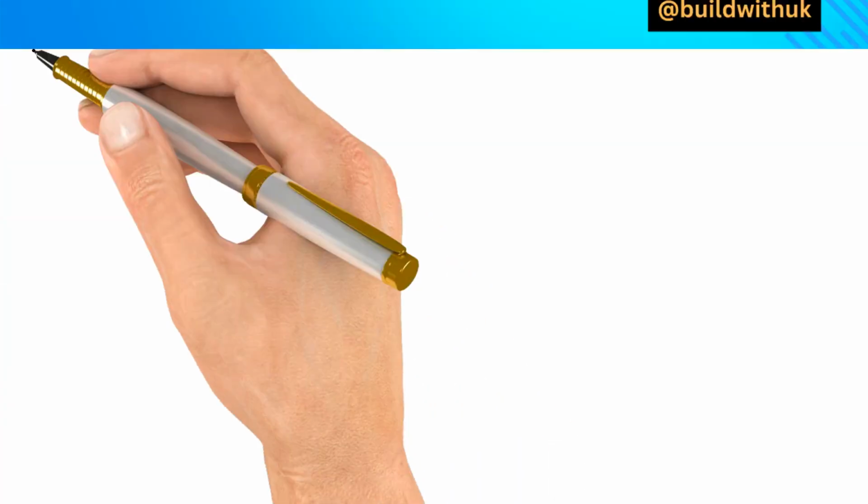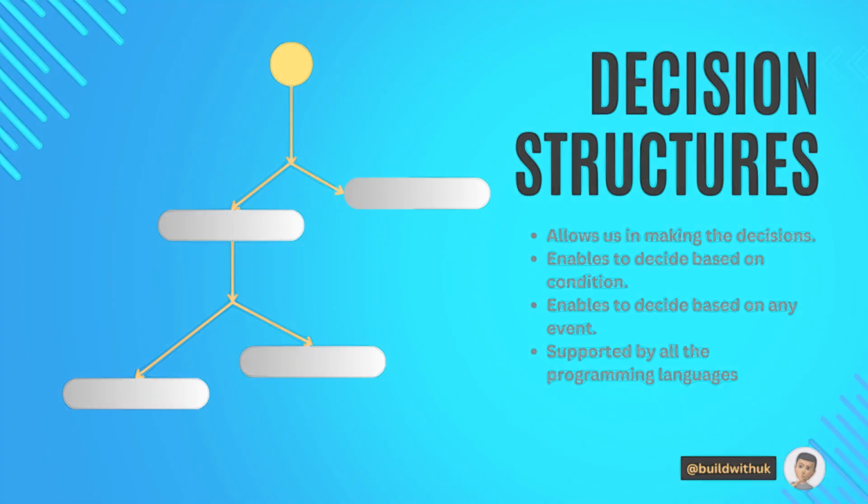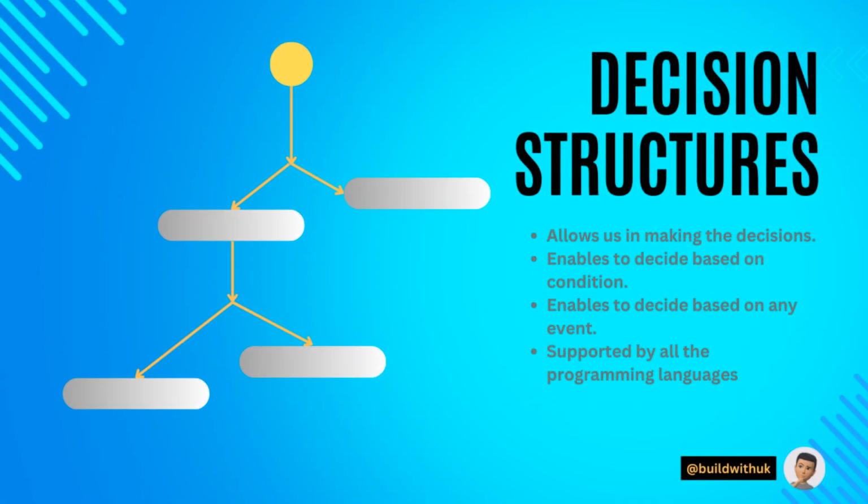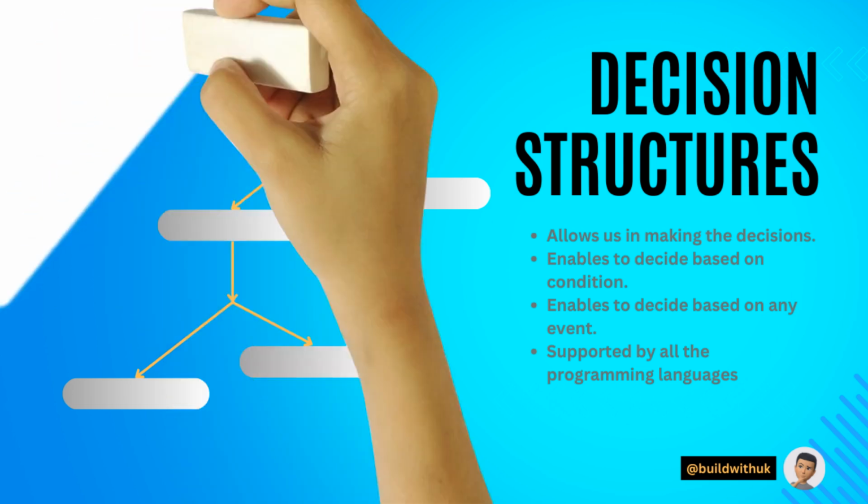In programming, decision-making is how we control the flow of a program based on certain conditions. Think about it like this: just as we make decisions in our daily lives, like choosing what to eat or whether to bring an umbrella, programs also need to make decisions. And they do that using conditional statements.